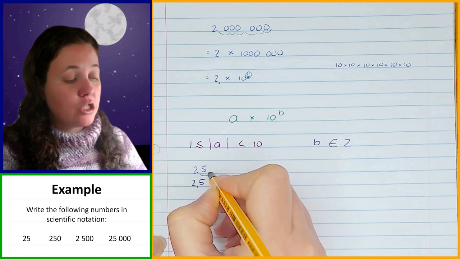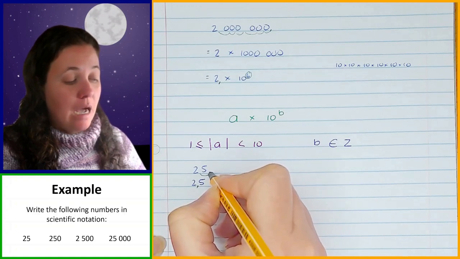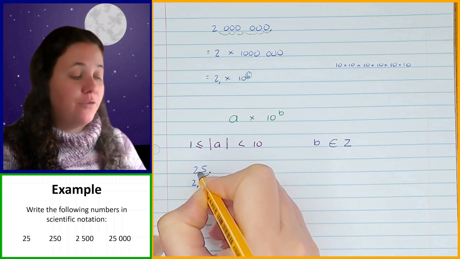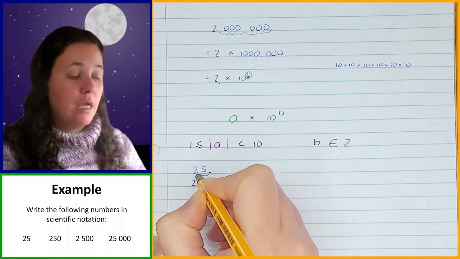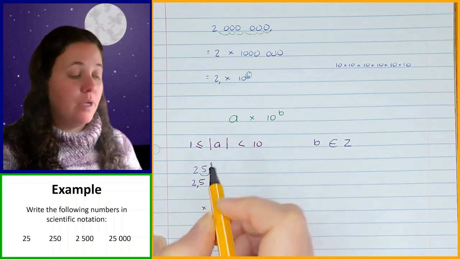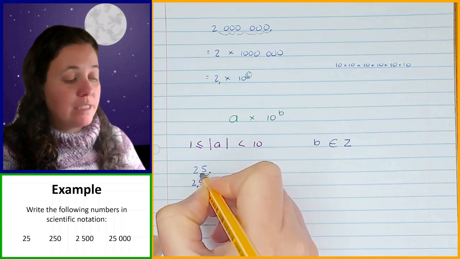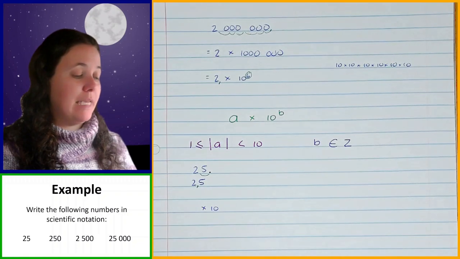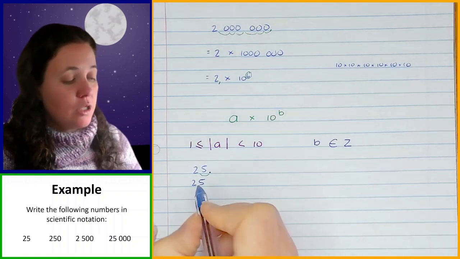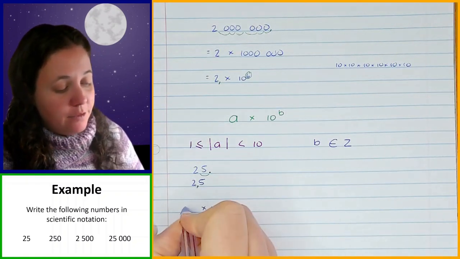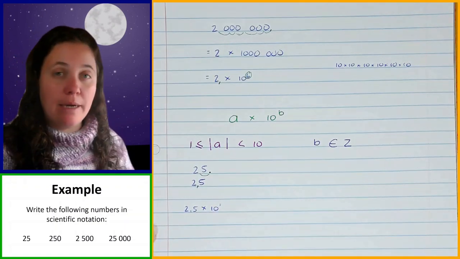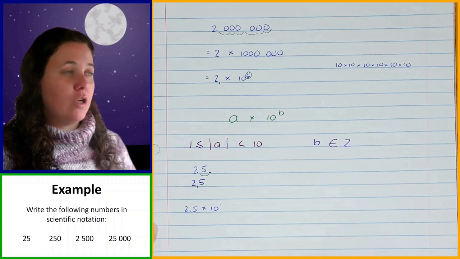We're going to say, at the moment my comma is over there, and I want it to be over here. I always need my comma to be after the first non-zero digit in my number. So I'm going to move it that many places. In this case, I'm moving it once, so it's going to be multiplied by 10 to the power of 1. So it's going to be 2.5 times 10 to the power of 1. Now let's have a look at the next one.